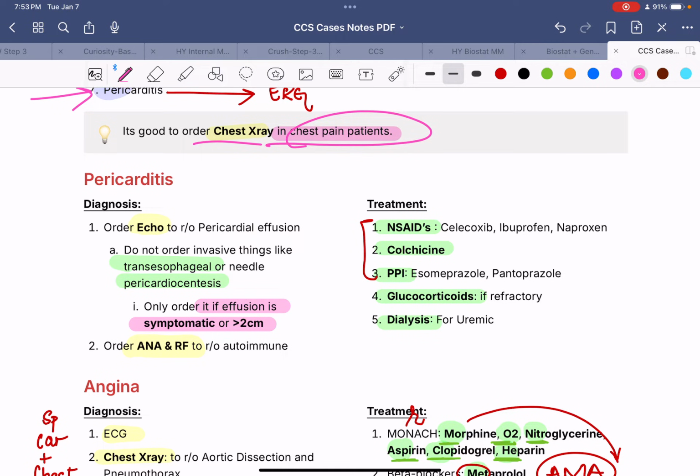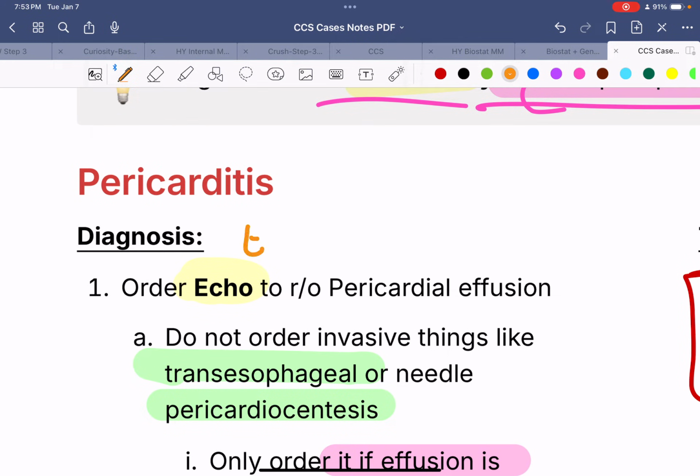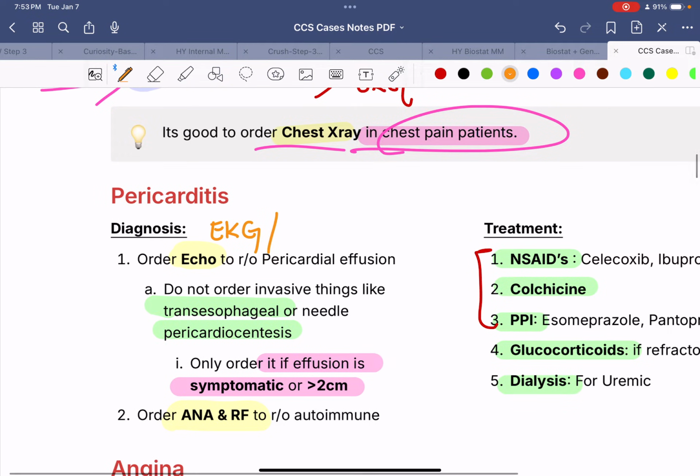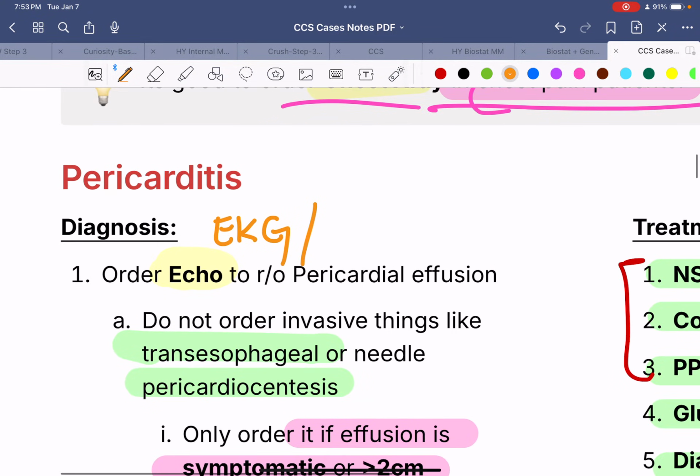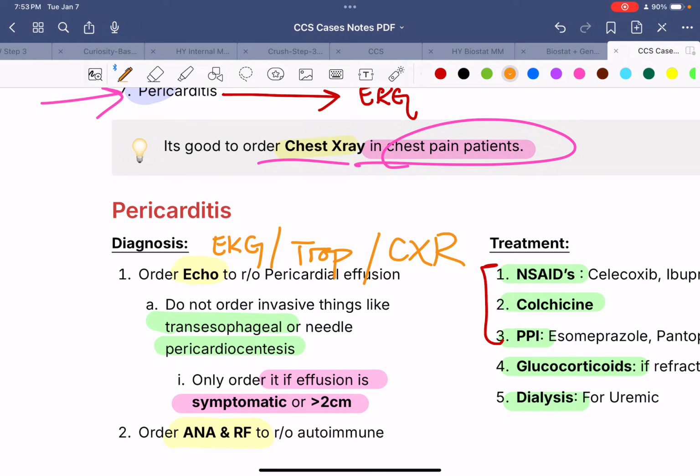Okay, so let's begin with pericarditis. Of course, we are going to do an EKG, which can show diffuse ST segment elevations, and then an echo to rule out pericardial effusion. So these are the basics. Whenever you have a patient with chest pain, you're not going to go anywhere without doing an EKG or an echo. We've done these in the general tests as well before, right? And of course the troponin as well, you've got to rule out an MI and do the cardiac enzymes as well.